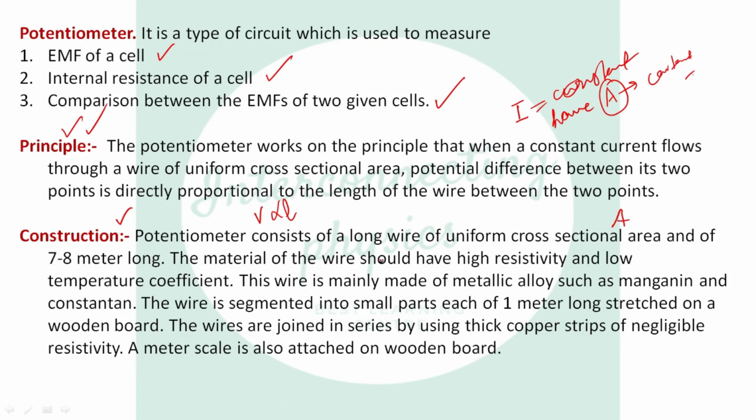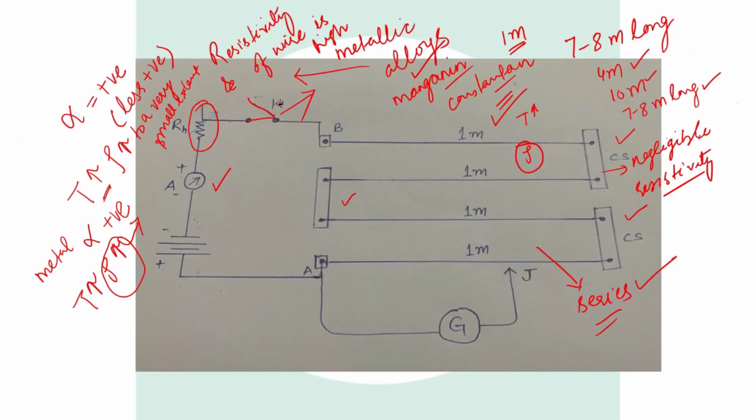The material of the wire should have high resistivity and low temperature coefficient. So this wire is mainly made of metallic alloy such as manganin and constantan. The wire is segmented into small parts, each part of 1 meter long, stretched out on a wooden board. The whole experiment is set up on a wooden board.